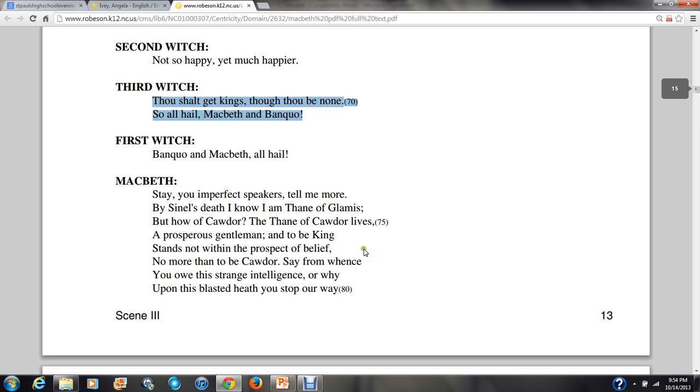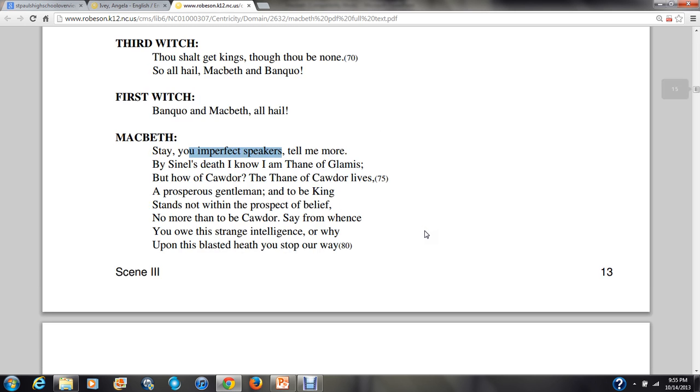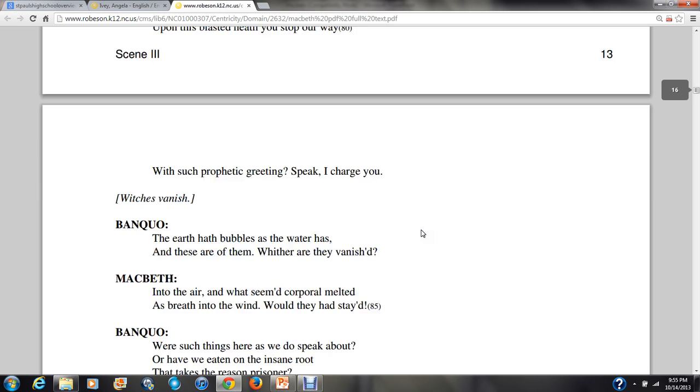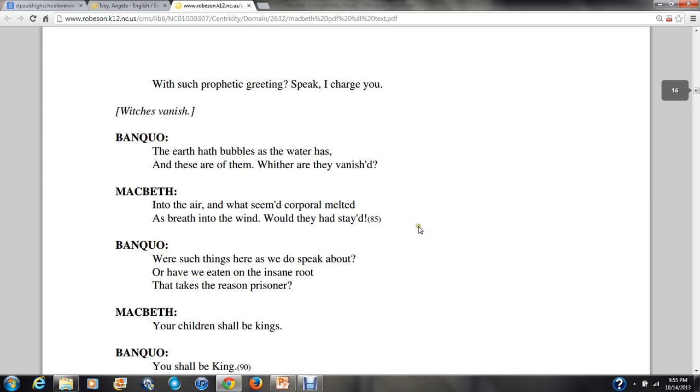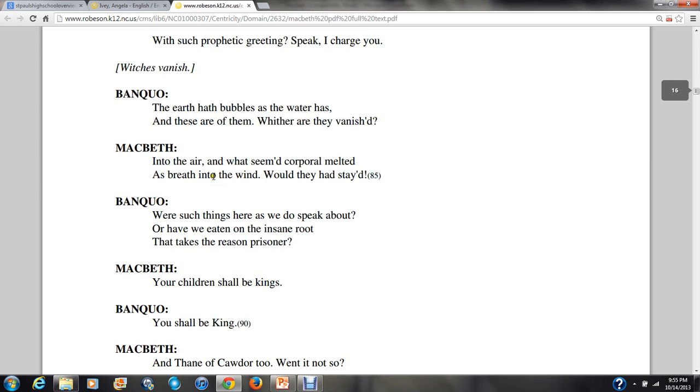Now look at what Macbeth says to the witches. He calls them imperfect speakers because they don't give him enough information. He's very confused about this whole thing because he believes right now that the Thane of Cawdor is still alive. And remember, he does not know that he has been named. But they vanish. And then he and Banquo just kind of trade off, kidding around with each other. Oh, I guess you're going to be king. Yeah, your kids are going to be king. Ha, ha, ha.